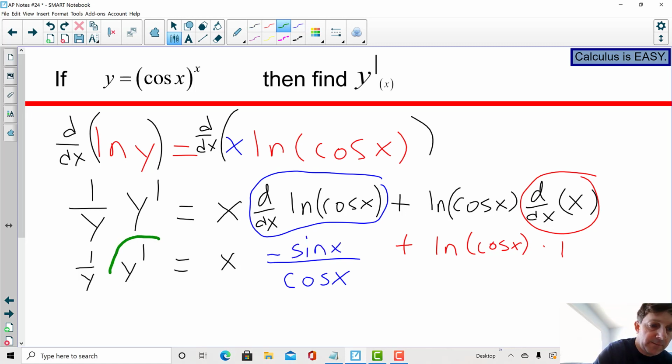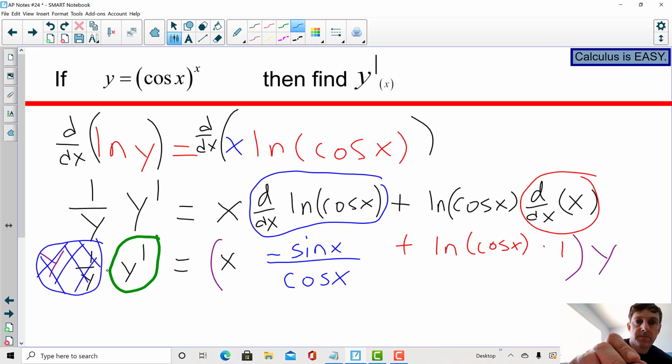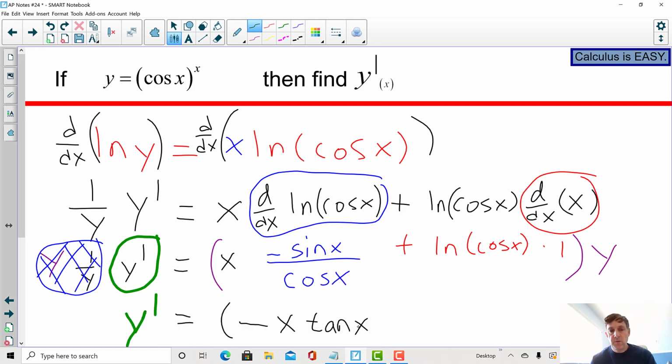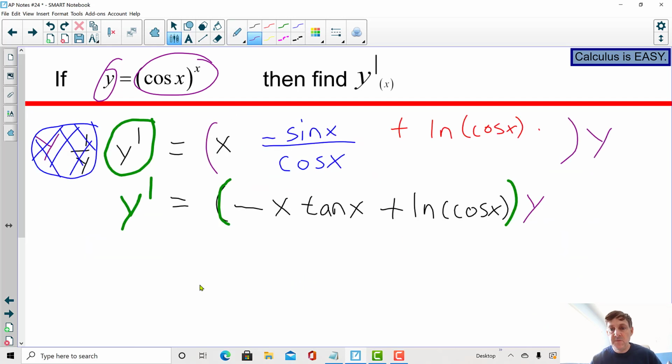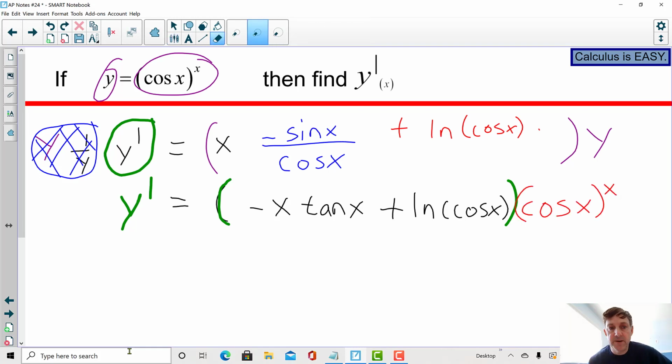Okay, again, we're solving for y prime, so we just need to get rid of that 1 over y on the left side. We can multiply both sides by y, and then we're done. On the left side, all this stuff cancels, and we just get y prime. You can write sine over cosine as tangent. But the problem is we cannot leave the y right there. We have to trade the y for what the y is equal to, and at the top it says y is equal to cosine of x to the power of x. Okay, so let me move this stuff up. Again, we're going to trade the y for cosine of x to the power of x. And that's it. That's your final answer.